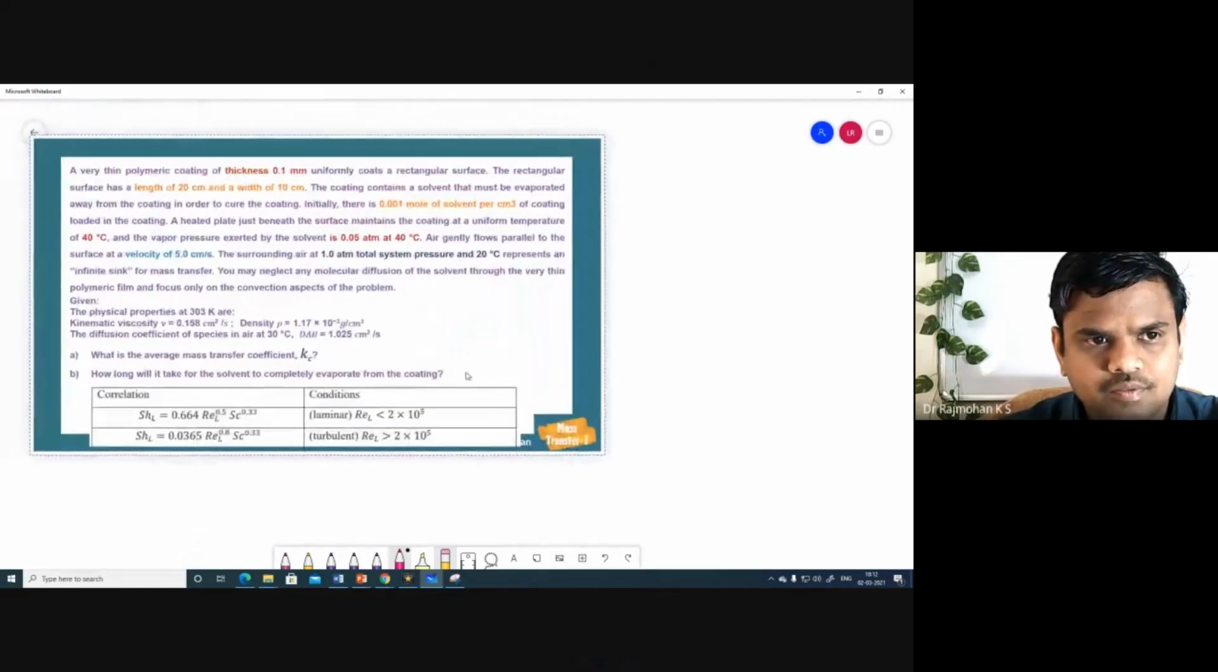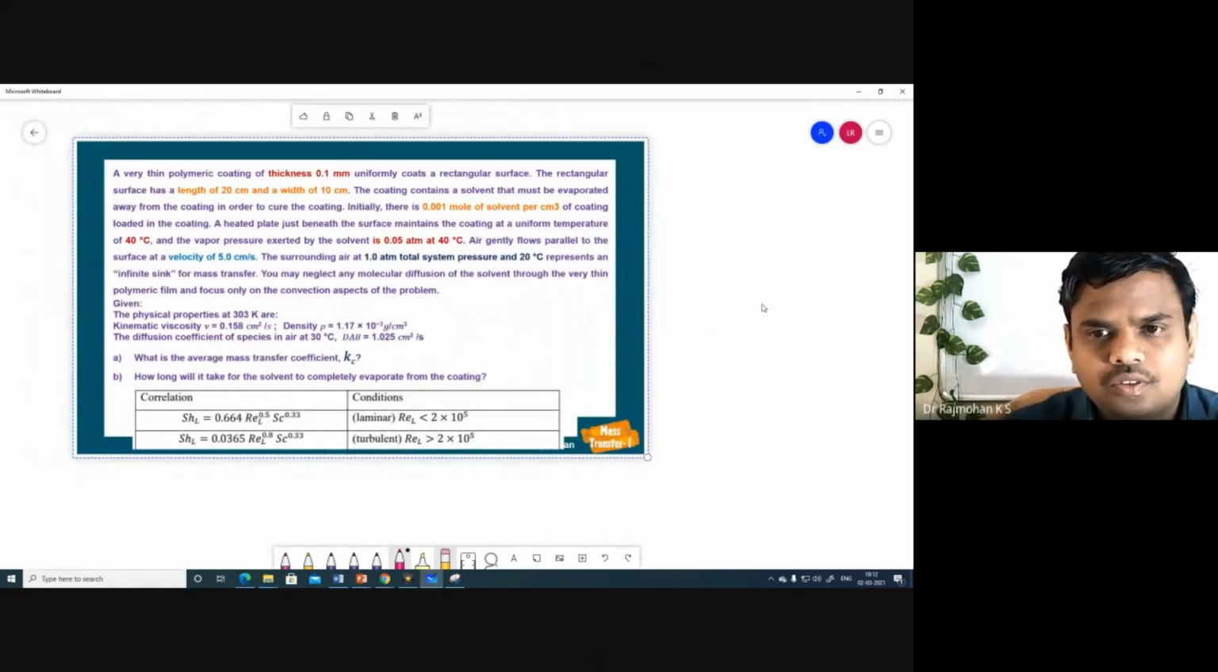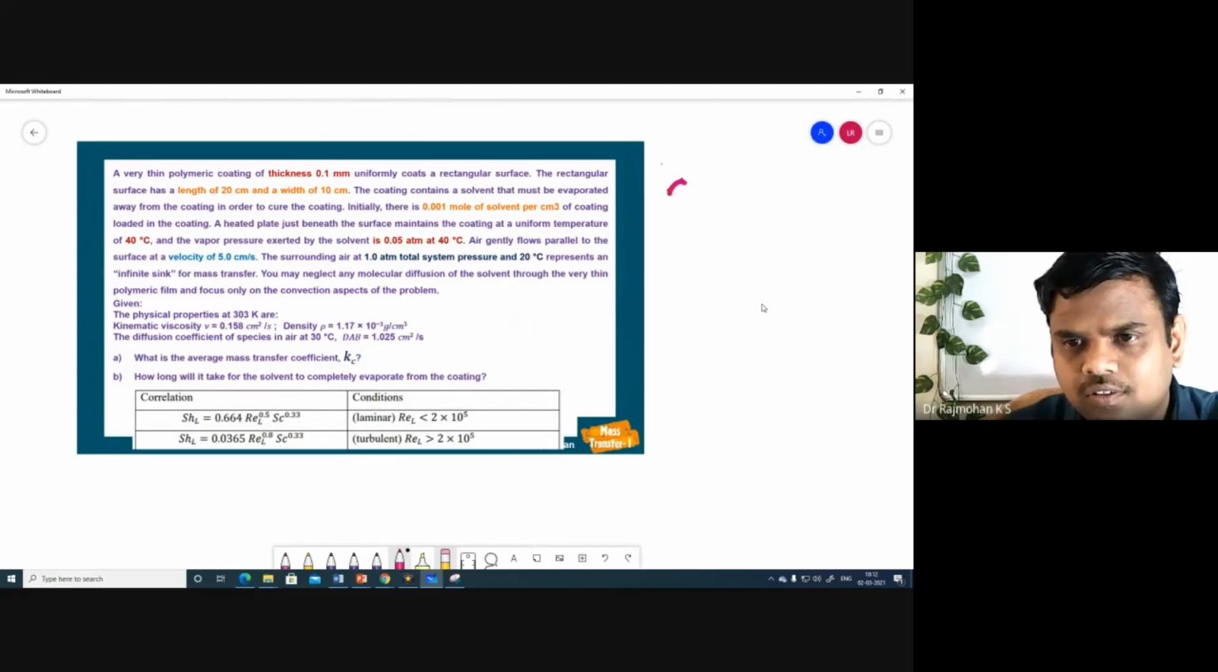First write the given data and make a neat sketch to represent the system. Then we can start writing the given data, convert it to the SI unit system, then proceed with the calculations. So first write the given data.